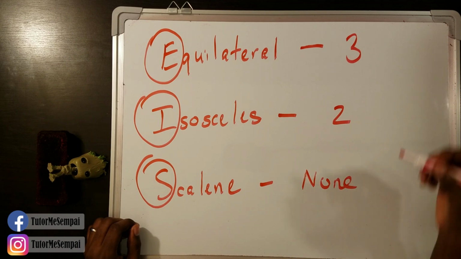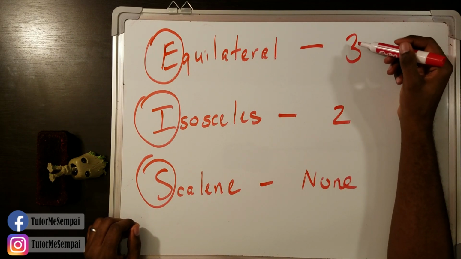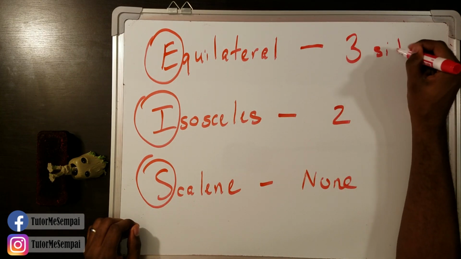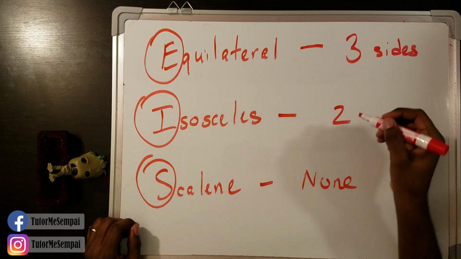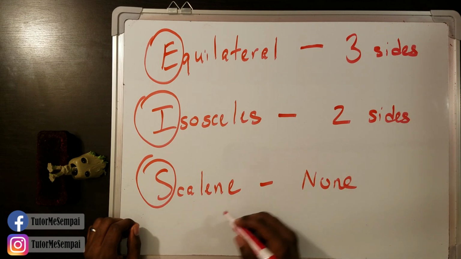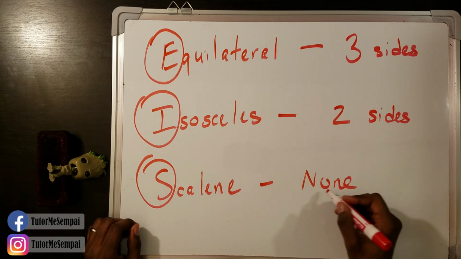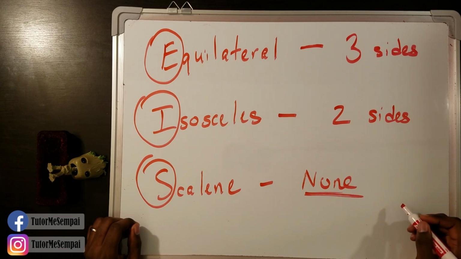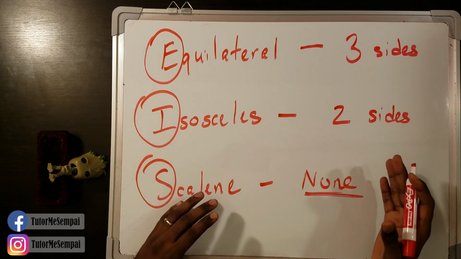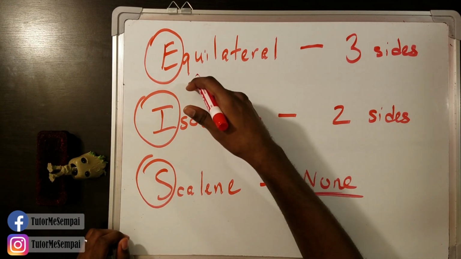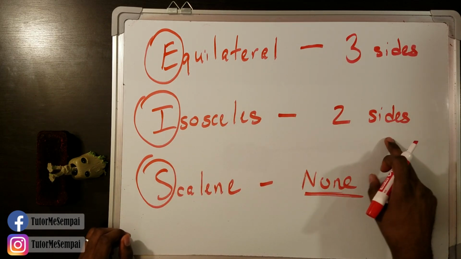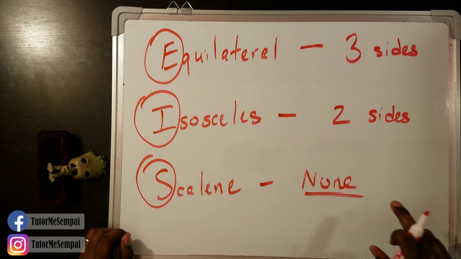None. So if you look at this, equilateral has 3 horizontal lines in our first letter, and it also has 3 equal sides. Isosceles has 2 horizontal lines, and it also has 2 equal sides. Scalene has no horizontal lines, and it has no equal sides. So that is one trick that you can use to remember which type of triangle goes with which sides. Equilateral has 3 horizontal lines, 3 equal sides. Isosceles, 2 horizontal lines, 2 equal sides. Scalene, no horizontal lines, no equal sides.